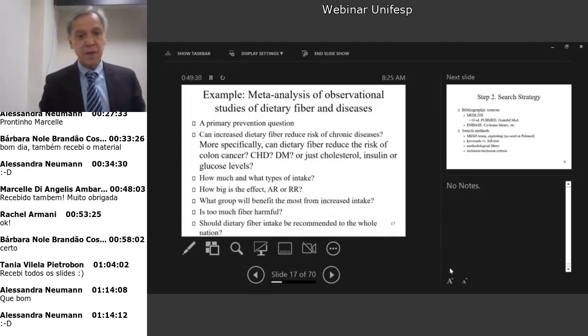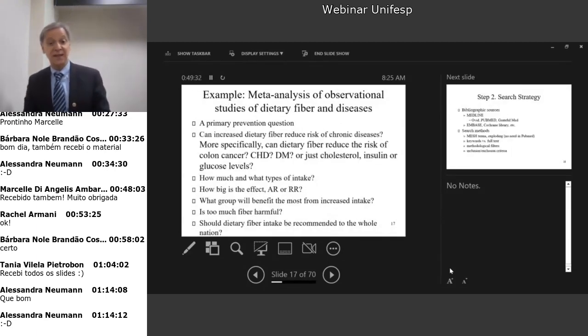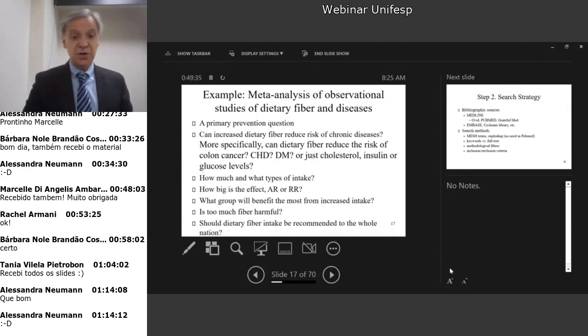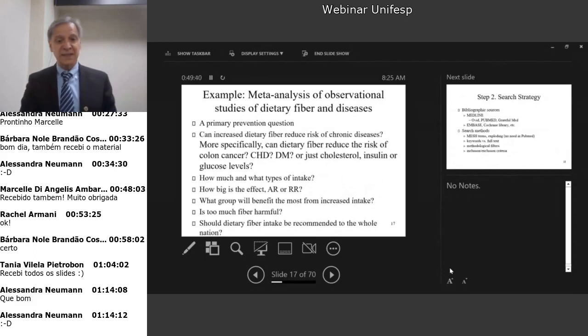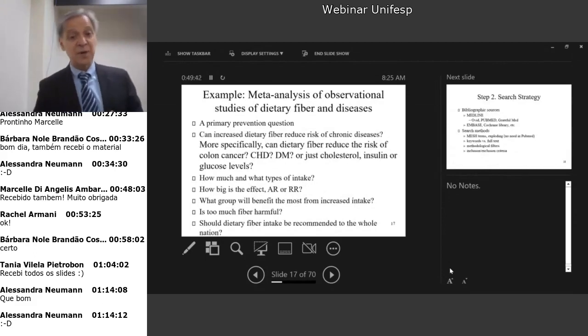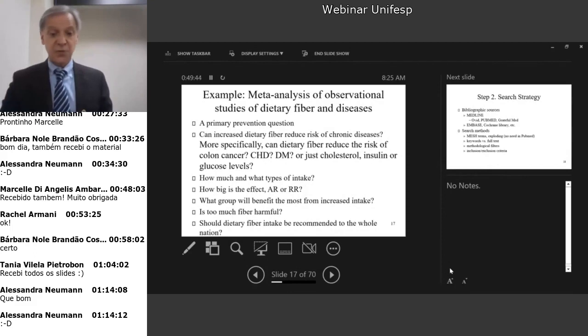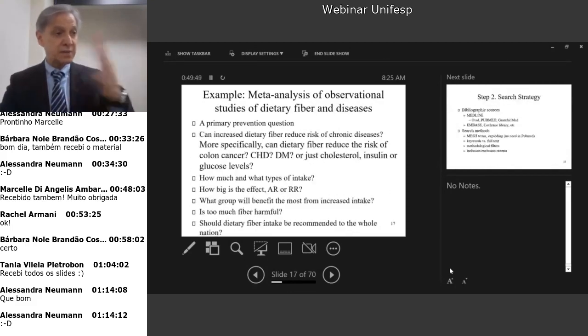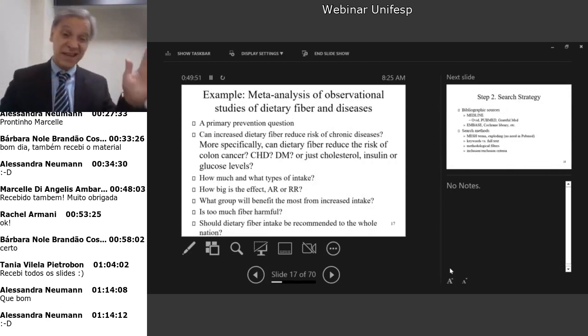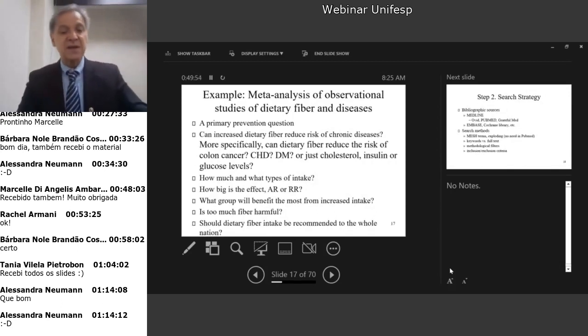Okay. Meta-analysis of observational studies of dietary fiber and diseases. So here we explored many questions on glycemia and heart disease. What about meta-analysis of observational designs of dietary fiber and diseases? The first one was a primary prevention question. Remember, primary, secondary, tertiary, and primordial. So meta-analysis of observational studies of dietary fiber, you can ask the question, can increased dietary fiber reduce the risk of chronic diseases? That's a very general question.